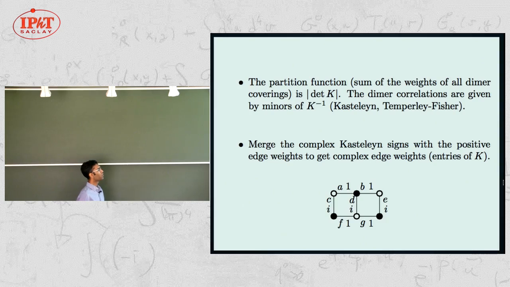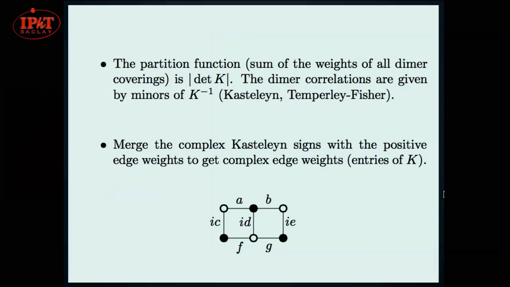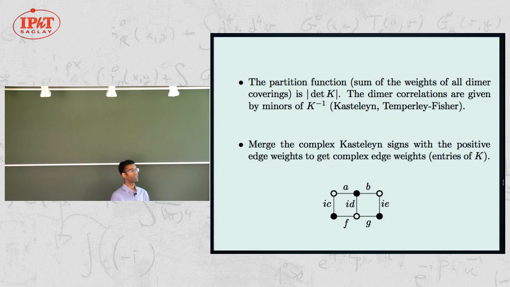And there's a more modern approach to these Kasteleyn signs, which consists in merging these two elements over each edge. You multiply out the positive edge weight with the Kasteleyn sign, and you get a complex edge weight. And we will see in the rest of the talk that actually these complex edge weights carry a geometric meaning.